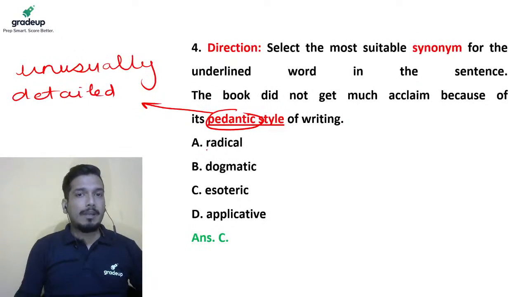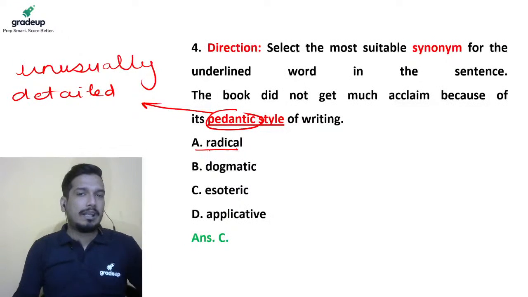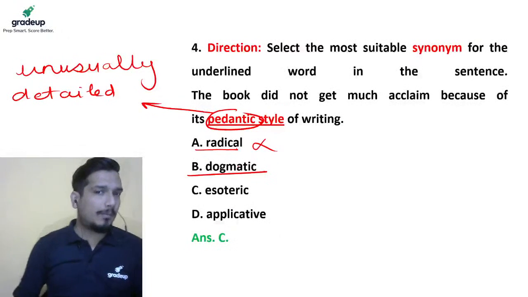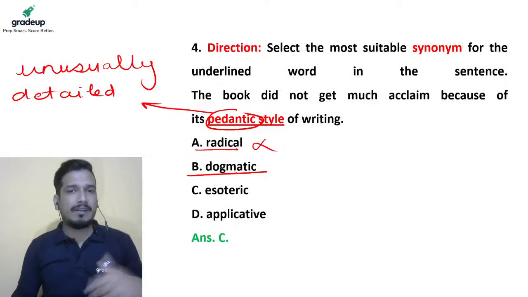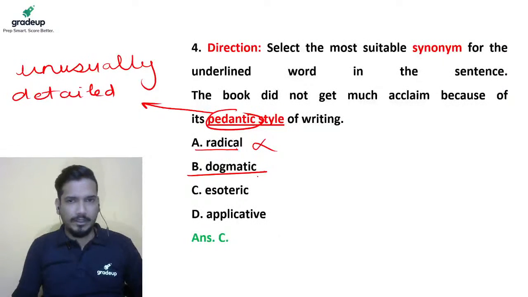Radical. Radical means you are too extreme. If someone is politically radical, he wants to bring extreme changes, groundbreaking changes, right? So it does not make any sense. Dogmatic. If someone is dogmatic about his beliefs, it means that he is too narrow minded. He feels that what he thinks is right and what the other people think is wrong, basically, right?